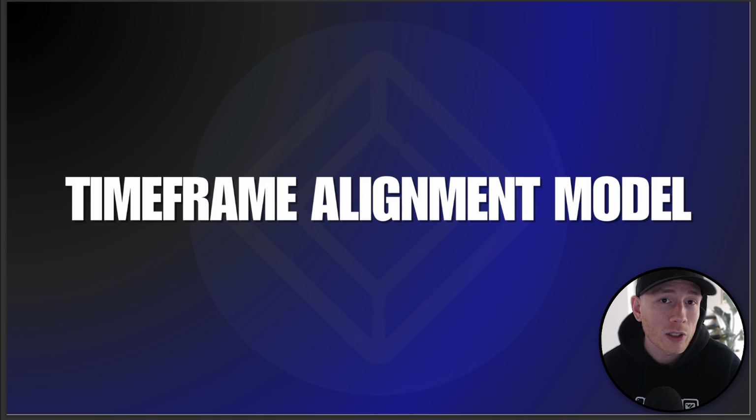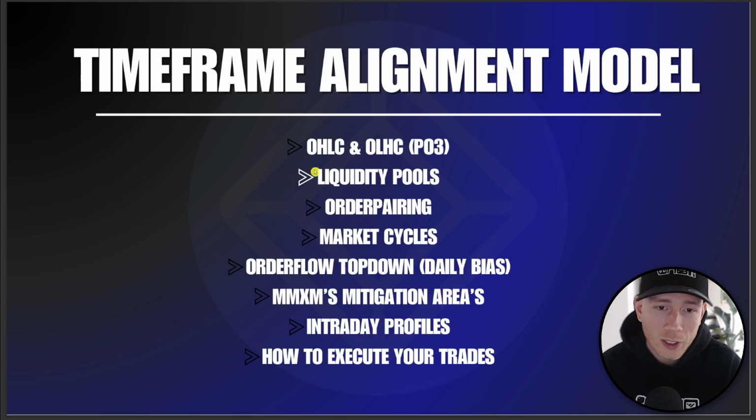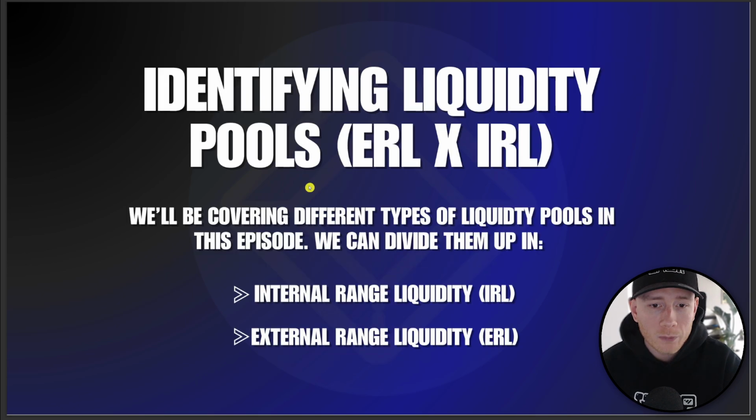We're going to be talking about liquidity pools in this one. So let's go back to the syllabus again, right? We had open high low close and open low high close, the power of 3 in the previous episode. Link will be in the description if you haven't watched that one yet. So this one, we're going to be talking about identifying liquidity pools, also known as internal range liquidity and external range liquidity. And these are the two topics we'll be covering in this video.